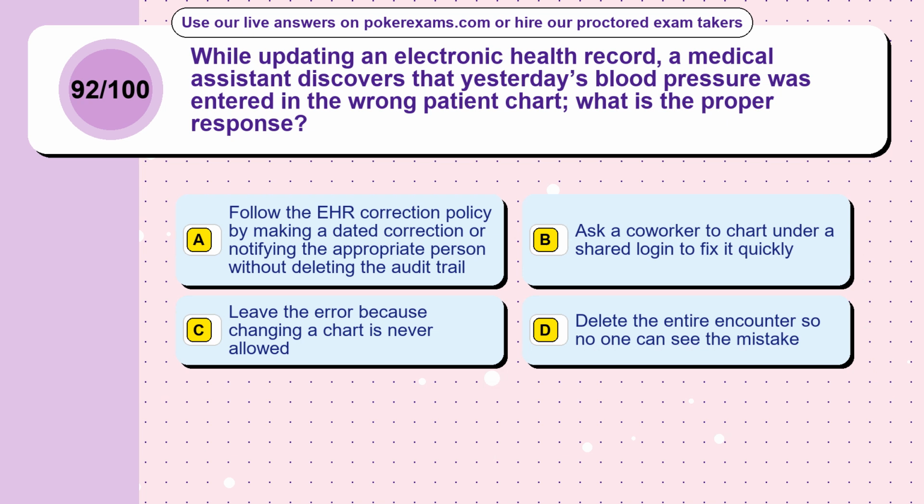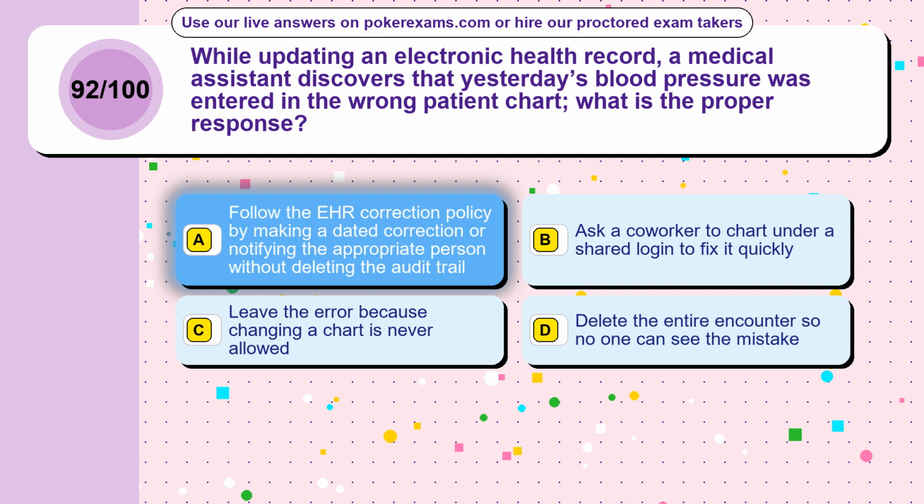Question 92. While updating an electronic health record, a medical assistant discovers that yesterday's blood pressure was entered in the wrong patient chart. What is the proper response? Option A. Follow the error correction policy by making a dated correction or notifying the appropriate person without deleting the audit trail. Option B. Ask a coworker to chart under a shared login to fix it quickly. Option C. Leave the error because changing a chart is never allowed. Option D. Delete the entire encounter so no one can see the mistake. The correct answer is option A.